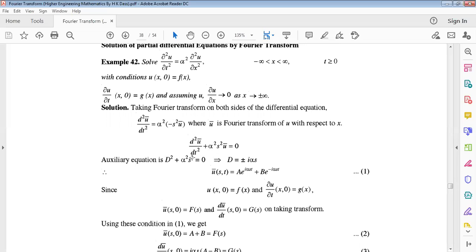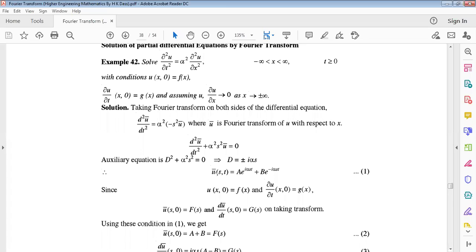Now from this auxiliary equation, D equals to what? Plus minus i alpha s. If you take alpha square s square to the right hand side, then there will be minus 1. Minus 1 can be written as i square, imaginary number i. If the imaginary number is i, then i square equals to minus 1. Then capital D equals to plus minus i alpha s.